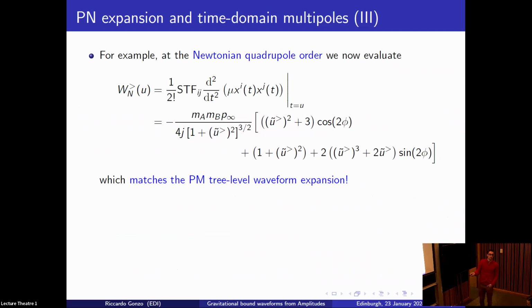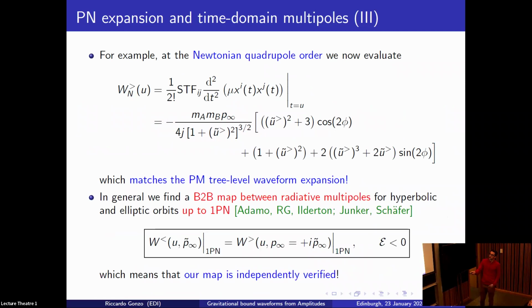So we do the parameterization in terms of time. You compute, just as an example, the Newtonian multipole, and it matches the PM tree-level expansion. Okay. And what you can do with it up to 1PN, you can check. Some people have written down expressions, but they never checked the analytic continuation. Up to 1PN, independently of the PM expansion, there is an analytic continuation. This also works at one loop, up to 1PN, because there is no tail effect. So the map is independently verified in PN.